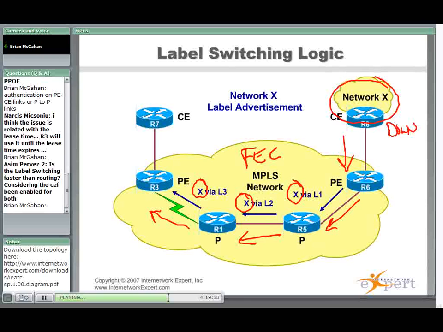Now we can optimize this by a feature that's known as penultimate hop popping. And this is going to be on by default in Cisco IOS. So when we go ahead and configure this, we're going to see this is the default operation, that PHP is going to be enabled. Okay, the way that this works is that if we look at our first example, the way that the labels were advertised out.